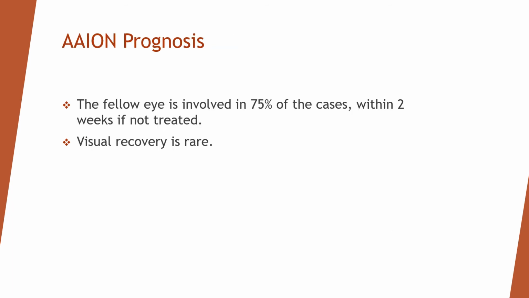Unfortunately, AAION has quite a bad prognosis. The visual recovery is rare, and the treatment will hopefully prevent the progression of the visual impairment. And the fellow eye is also involved in 75%, 3/4 of the cases, and if not treated, as quick as within 2 weeks.